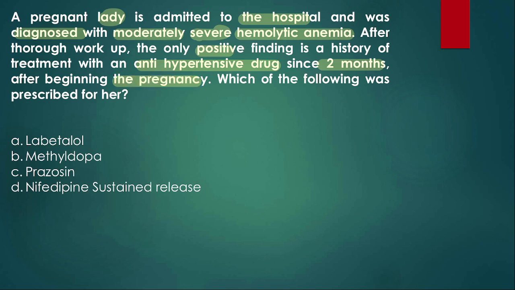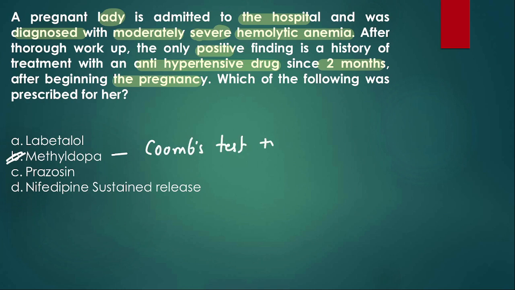So the question is simply asking, which drug can cause hemolytic anemia? Or what are the tests for hemolytic anemia? Coombs test positive. Now the answer, can you tell me? Labetalol, methyl dopa, prazosin, nifedipine sustained release. The answer is B, methyl dopa. So in more than 10 to 20% of patients, this can cause Coombs test positive.